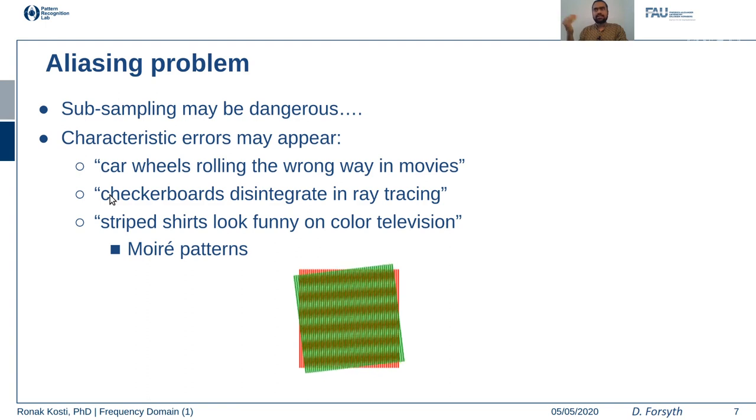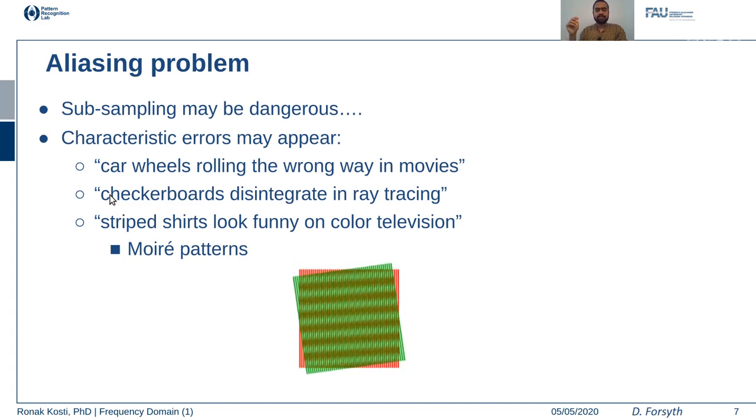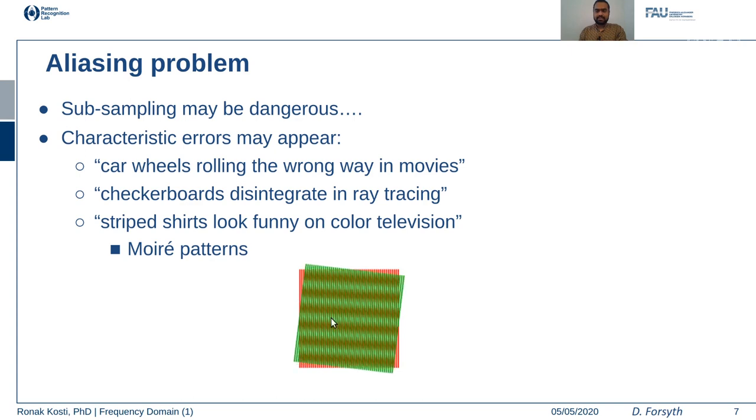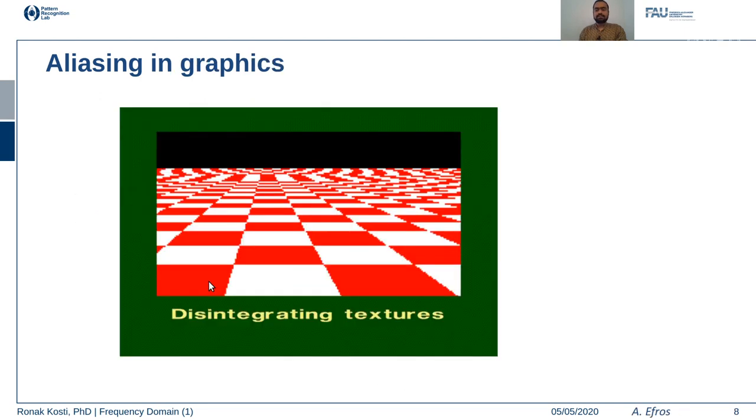Certain patterns in the scene, like checkerboards or even striped shirts, can look funny or become distorted on color television. Specifically, moiré patterns can occur. You can see here an example of moiré patterns. Moiré patterns can occur when there is a pattern like stripes on an object in the scene being photographed, and that can interfere with the shape of the sensors. And these kinds of patterns can appear in your final output. This is an example of how a checkerboard becomes distorted at the far sides due to the limitations of the sensing module on the cameras.